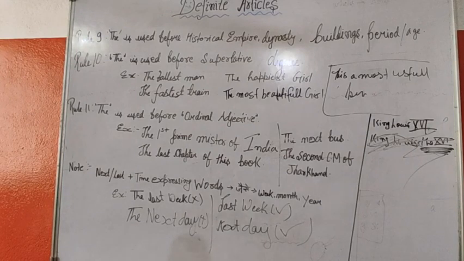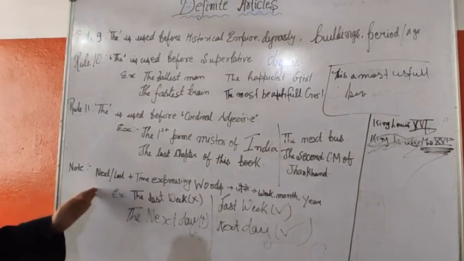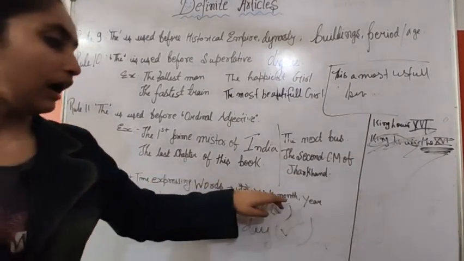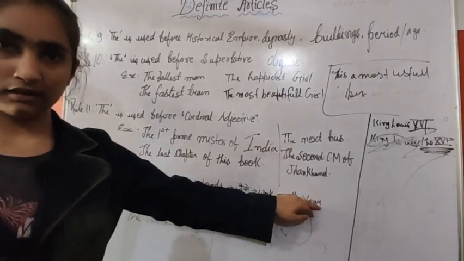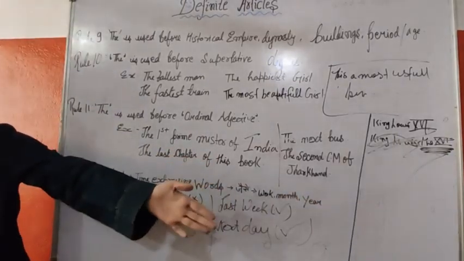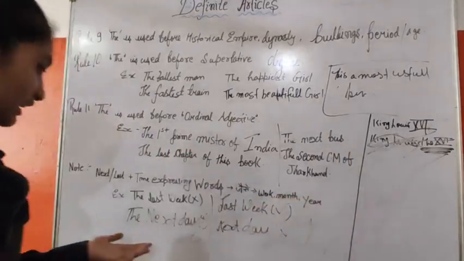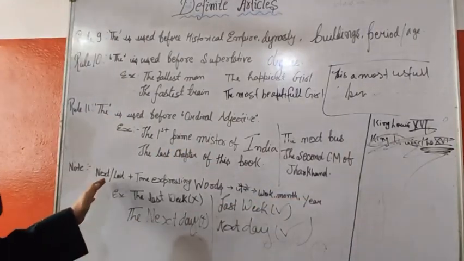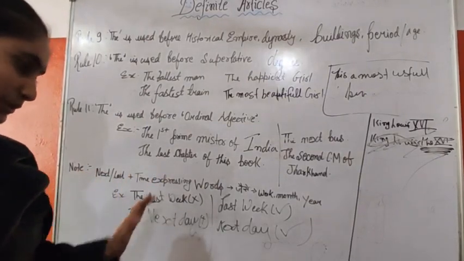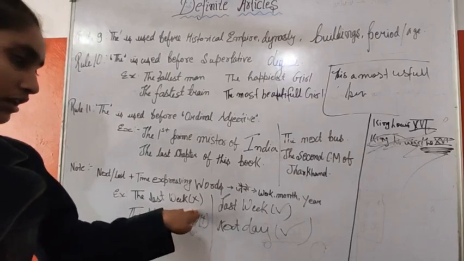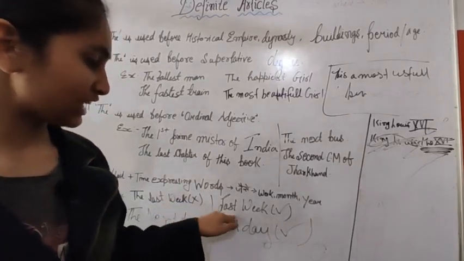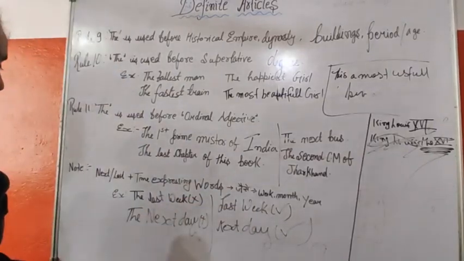So guys, look over here. Next, last plus time expressing words, like week, month, year, morning, time, night. Then "the" is never used before next and last with time expressing words. For example, you cannot say "the last week", it will definitely be wrong. You will have to say "last week". Next day, next.